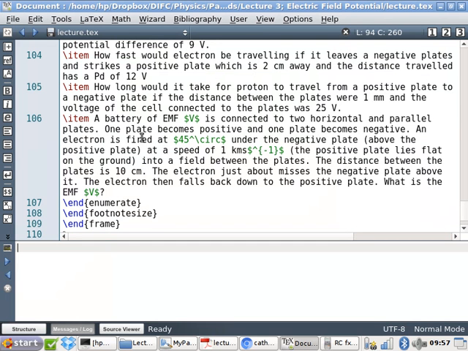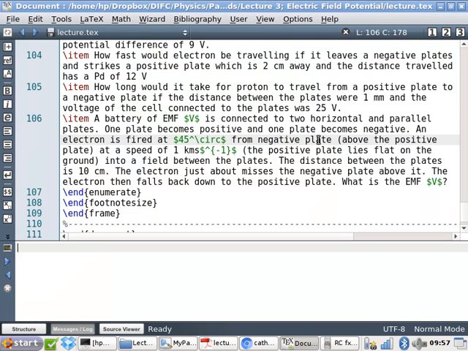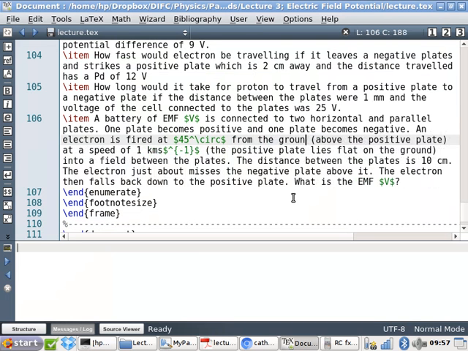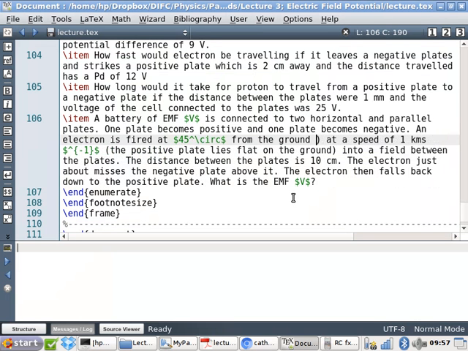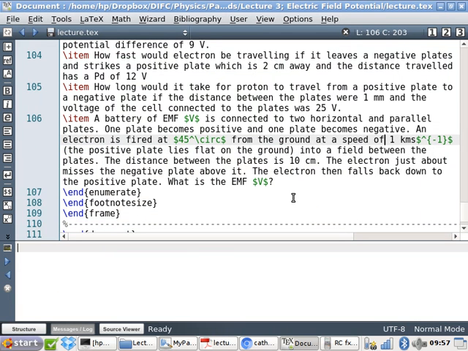One plate becomes positive. An electron is fired at 45 degrees from the ground. Hold on. I'm confusing myself. The positive plate lies flat on the ground. That's what I want. I drew it backwards here. I want it like this. And what you do is you fire an electron. In other words, I wanted it to be pulled down by the positive plate. So it'll go up, just about miss the negative plate, and come back down.